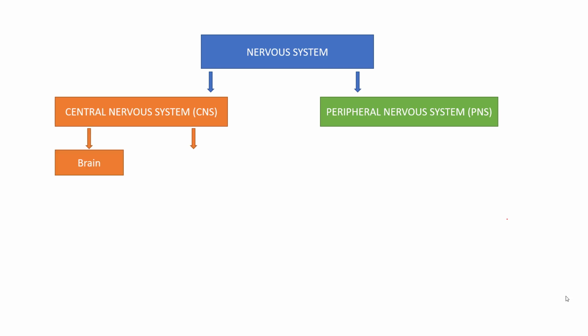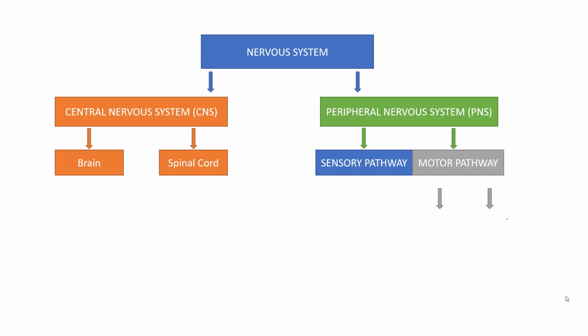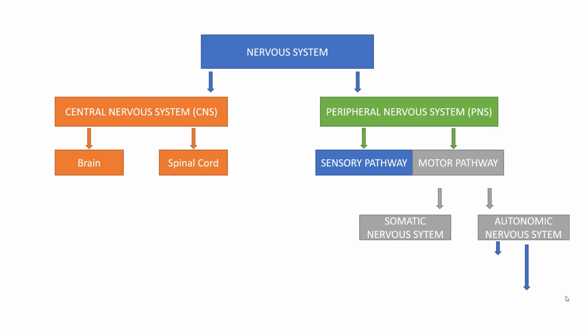The CNS is composed of the brain and the spinal cord, and the rest of the nervous system falls under the peripheral nervous system. When we break this into parts, we have the sensory pathway and the motor pathway. The motor pathway again divides into two: the somatic nervous system and the autonomic nervous system. The somatic nervous system controls voluntary motor actions, and the autonomic nervous system controls the involuntary motor actions.